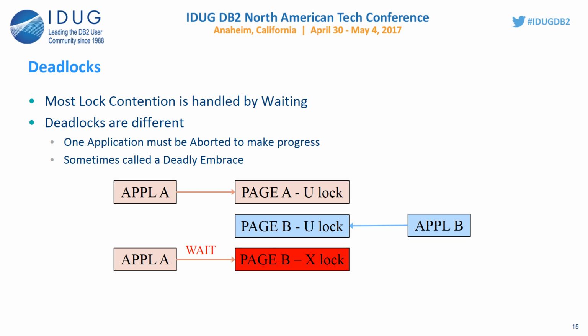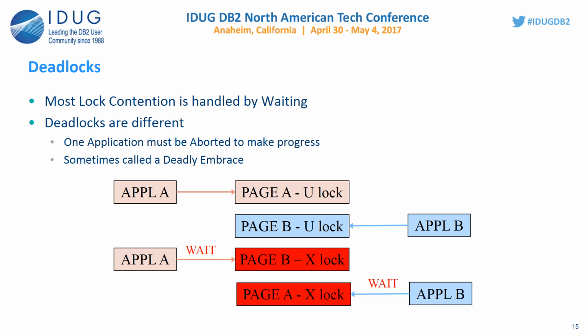But now what happens is application B goes in and tries to take an exclusive lock on page A that application A has locked. And now neither application can continue. Application A is waiting for application B, which is waiting for application A. All right? Sometimes called a deadly embrace. It's called a deadlock, and DB2 looks for it on a regular basis. If it spots this, it's going to abort one of these two applications.